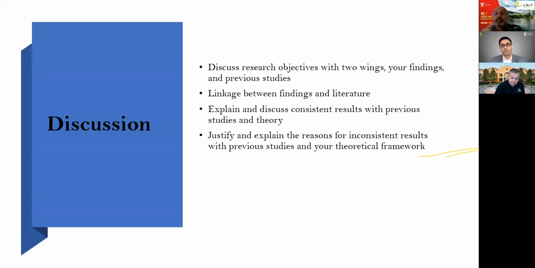So discussion is not a summary of your work. Discussion is not the part where you discuss your contribution. The discussion section is to discuss your result with previous studies. What's the link to previous literature? Which part of your finding is consistent with previous studies? Which part is inconsistent, and why? What's the reason for the inconsistent finding with previous studies? So in the discussion part, you need to create a very strong link between your finding and the literature, right?